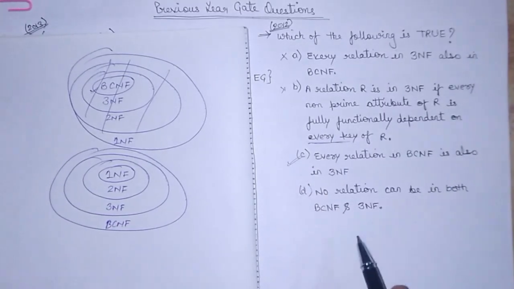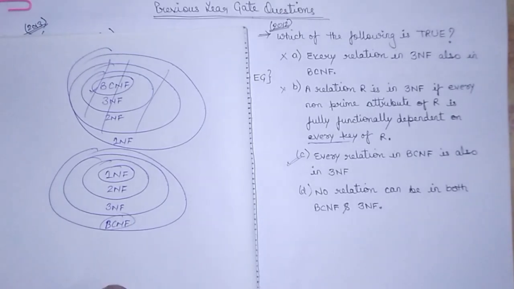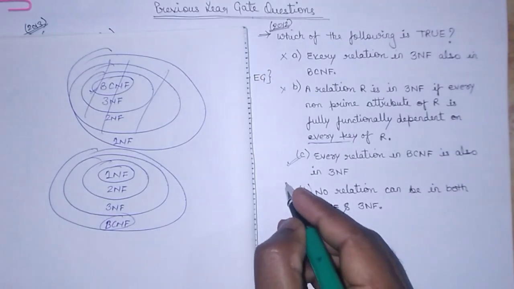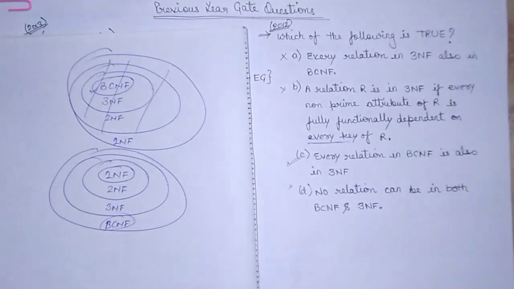No relation can be in both BCNF and 3NF. There is a chance that a relation can be in both BCNF and 3NF: if the relation is in BCNF, then it is in 3NF also. So this one is also false. You can check this out.